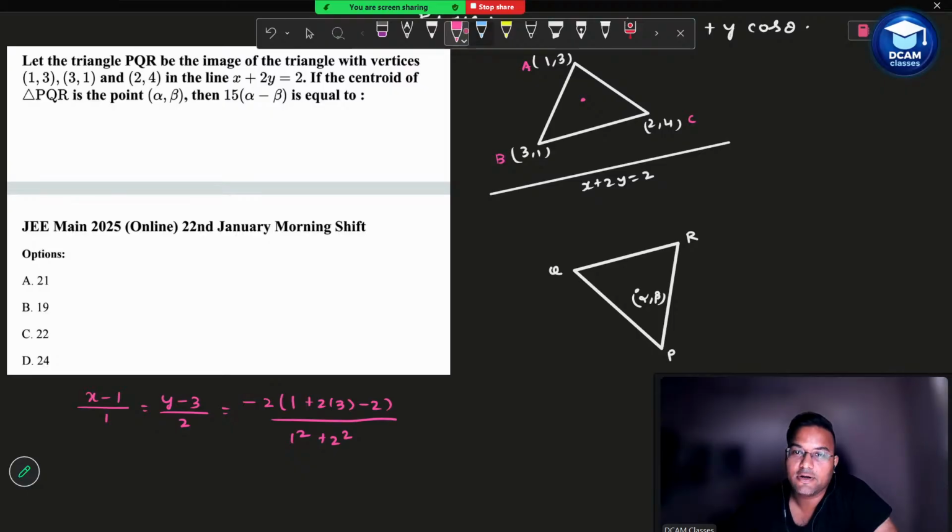If I find G1, its mirror image will be the centroid of this mirror image triangle. That's better, because otherwise we have to find each point, which will be problematic. See, the centroid of this triangle is (3 plus 1 plus 2) divided by 3, comma (3 plus 1 plus 4) divided by 3, which is 2, comma 8 by 3.